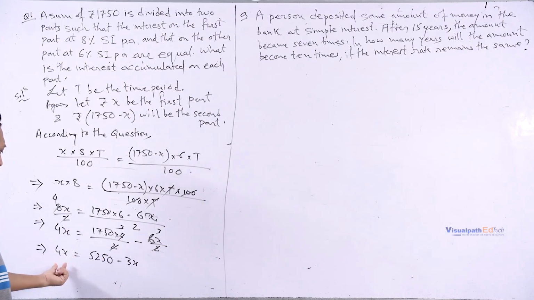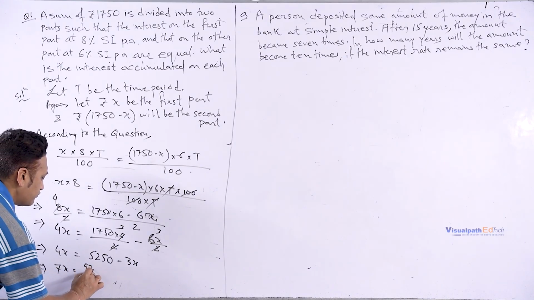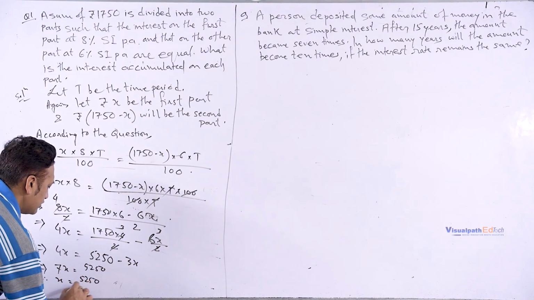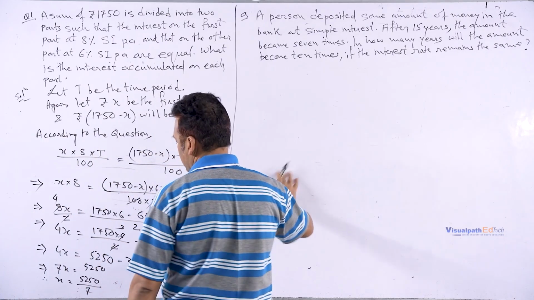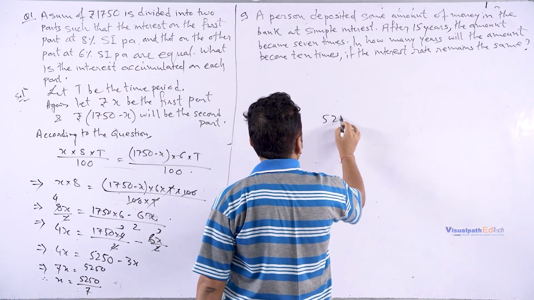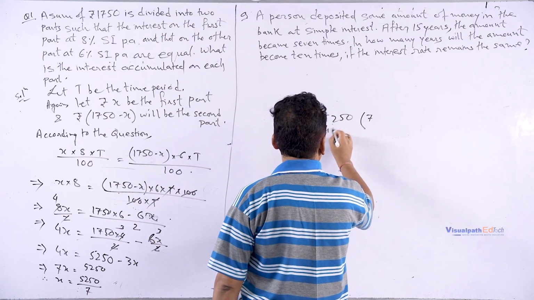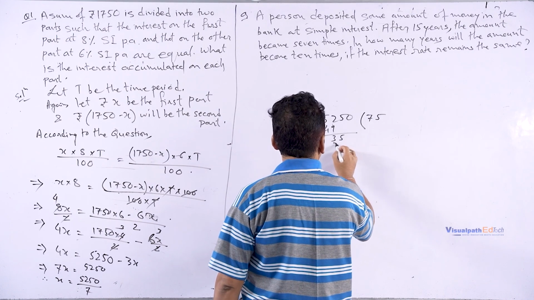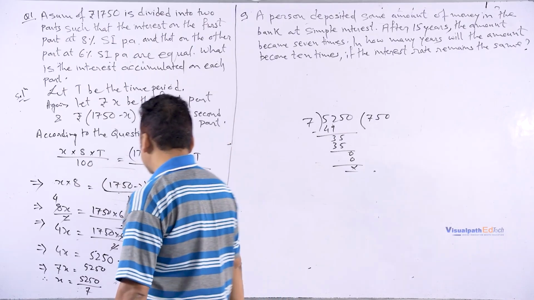If this 3x is transposed to the left hand side, then we get 7x is equal to 5250. Therefore, x will be equal to 5250 upon 7. Let us find out what that is. 7 sevens are 49, we get 3, then 7 fives are 35, and the 0 can be here. So, we are going to get 750 rupees.